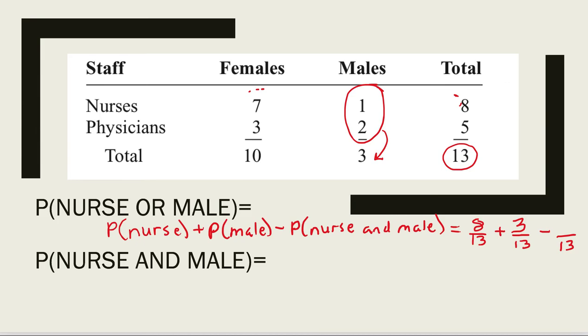And then the last one I want is nurses and males. So these are the people that meet both conditions. And so nurses and males, let's see how many we've got there. Nurses and males, that would just be that 1 right there. Okay, so 1 out of 13. We add and subtract: 8, 9, 10, 11, minus 1 would make 10 out of 13. All right, so that gives you an example of a mutually exclusive "or" and a not mutually exclusive "or."